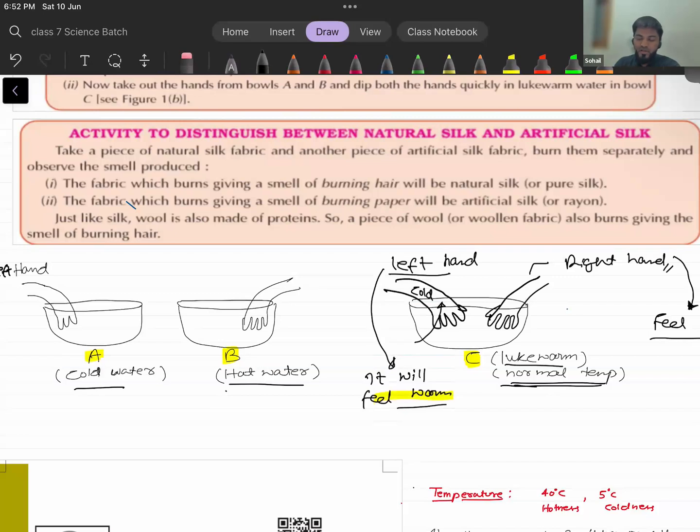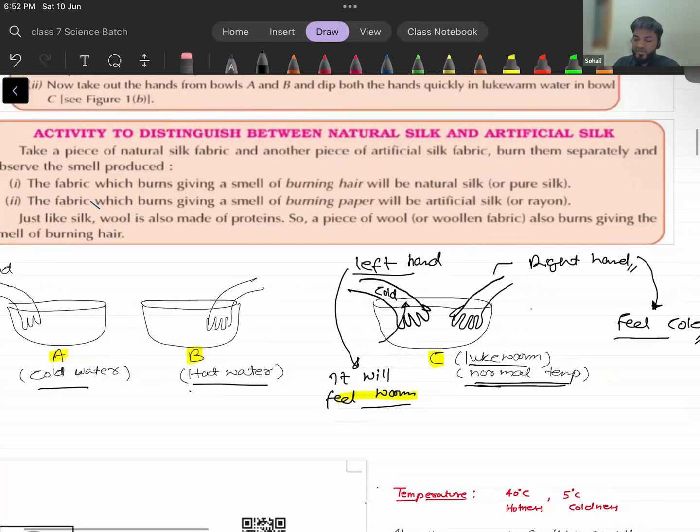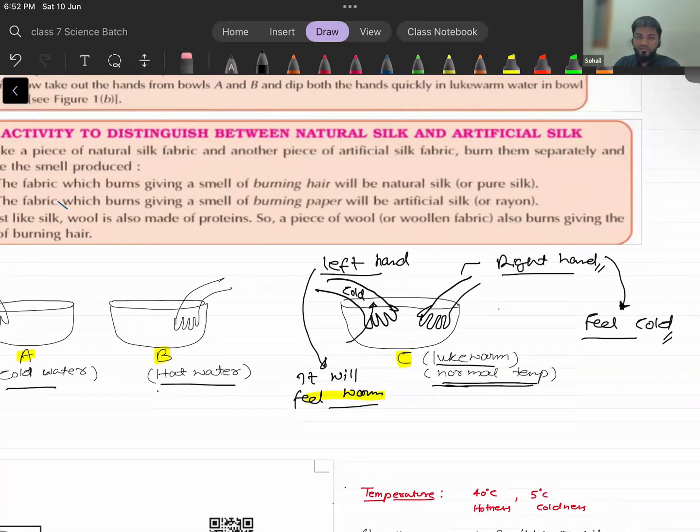Yes, sir. And same is the case with the right hand, which was earlier placed in warm water. So it is warm now. The hand was warm, and in comparison to our hand, the temperature of lukewarm water is lesser. Hence, heat will flow from our hand to the lukewarm water. Hence, we will experience coldness in our right hand.